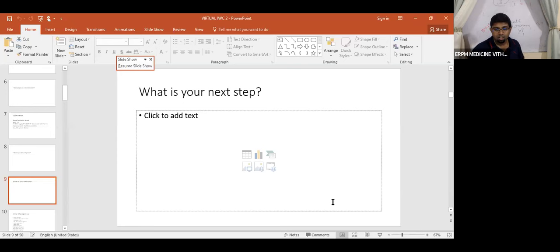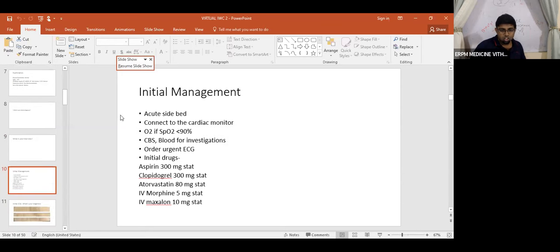Give the emergency drugs: aspirin, clopidogrel, morphine. What are the emergency drugs you are going to give? Aspirin 300 milligrams, clopidogrel 300 milligrams, morphine. I am in pain, so you can give me morphine with metoclopramide. Okay, so this is the management. Acute side, bed, connect to the cardiac monitor.